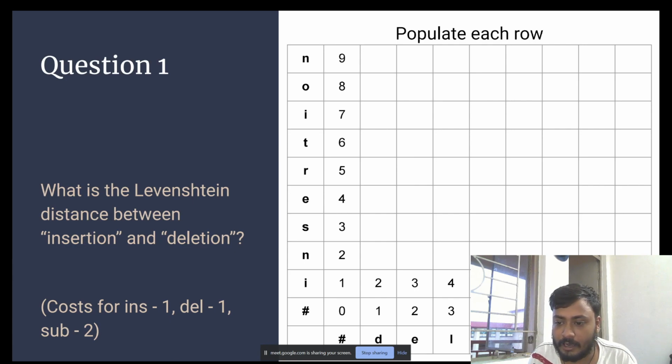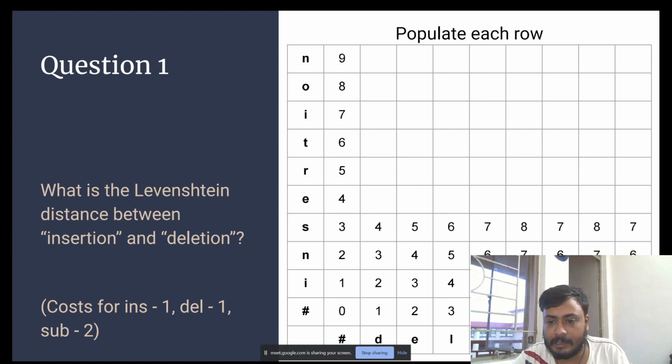So we will go on to the next row, which again looks like this. So we are following the same rules over here, and again the only case which is different is where the characters are the same, so there we copy the value of the diagonal. All right, so this is how we keep populating the values.